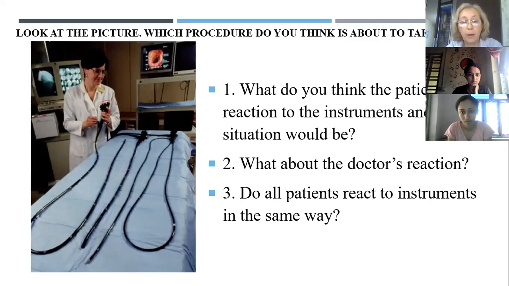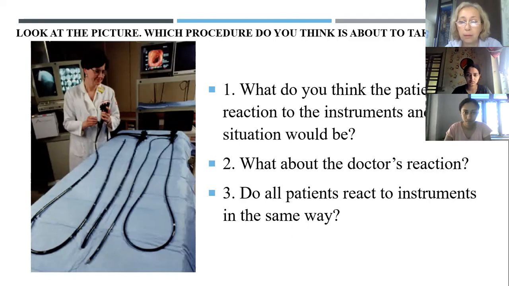Exactly. Okay, and one more question here. Do all patients react to instruments in the same way? Let's listen to Shamisha. No, ma'am.